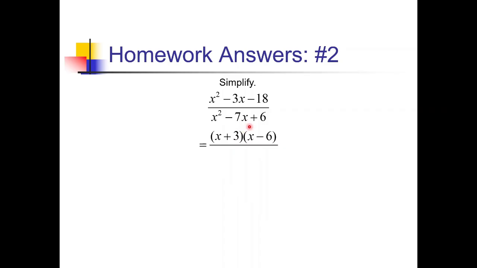And then for the denominator, I need numbers that multiply to 6 and add up to negative 7. 1 and 6 will work if they're both negative. So we have x minus 1 and x minus 6. I see here that we have a common factor of x minus 6 that I can now cancel out. So that leaves me with x plus 3 over x minus 1.